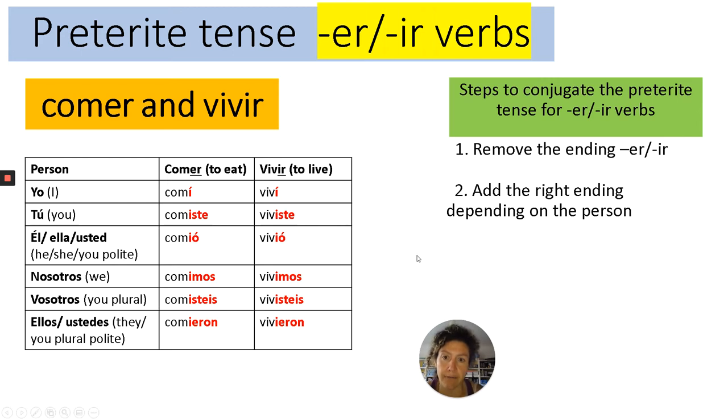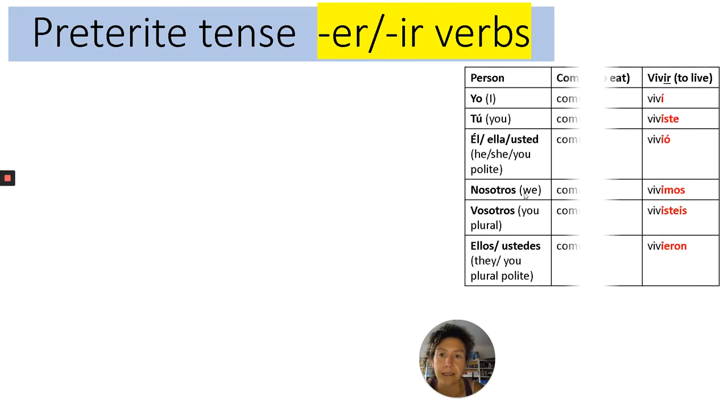Okay? Right. We know how it works. Again, the same as before, it's the same drill. Remove the ending and add the right ending depending on the person. So have your red book ready. We're going to do a little bit of practice again. Let's start with the first one.